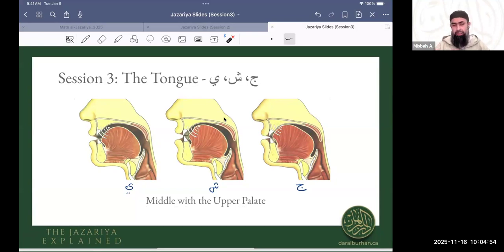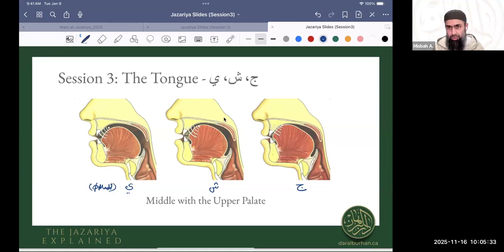Okay? If you look at the three pictures, Jim is here, and then Sheen is a little bit back, and Ya is close to it, around there. Aj, ash, and ay. Ya, of course, غير مادية. This is not the med letter. We're talking about the mutaharrik, not the maddiya. It could be sakin if it has a mutaharrik before it. They're coming from the middle of the tongue with the upper palate.